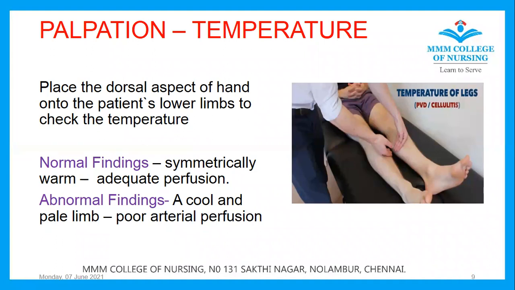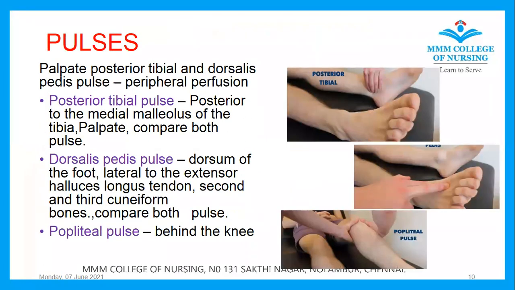Next, we are going to see about the palpation, mainly the temperature. So place the dorsal aspect of your hands onto the patient's lower limbs to check the temperature. Normally, people who have adequate perfusion will have warm temperature symmetrically. That means both the limbs will be warm on touch. That is a normal finding. People with poor arterial perfusion will have cool and pale limbs, on both the limbs, we can identify. This is about the temperature on palpation. Next, about the pulse.